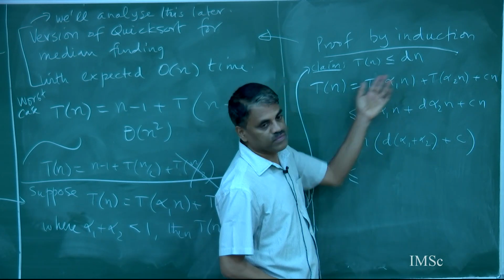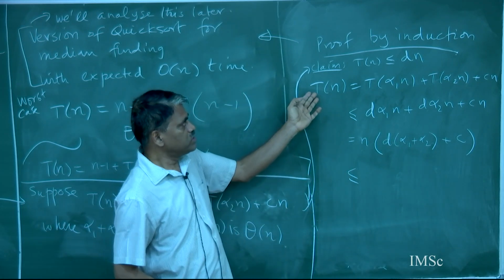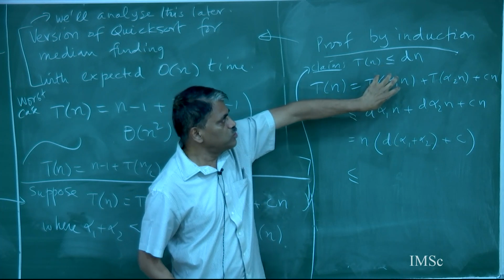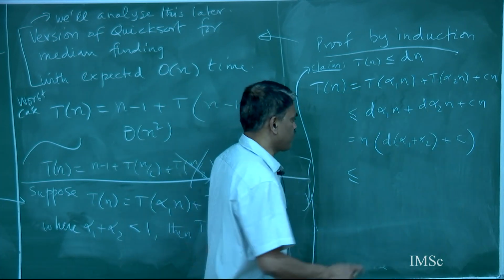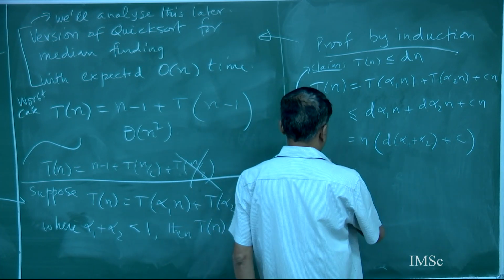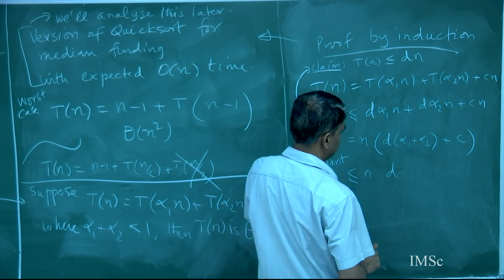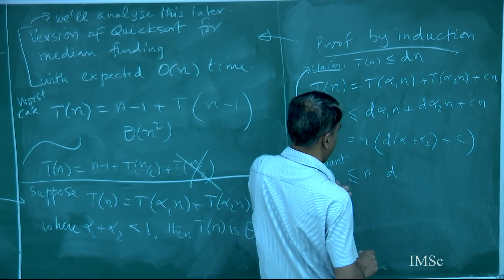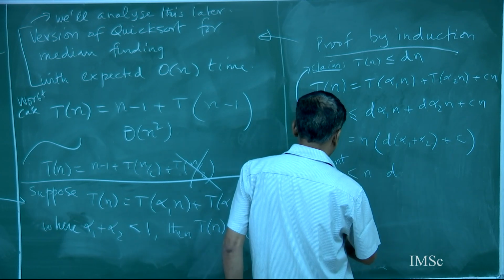T of n is less than or equal to d n, right? This is my claim. So I wrote the recurrence relation, used the induction hypothesis for these two terms, plugged in all that, and I want this to be at most d times n. When does this happen? What do we want?